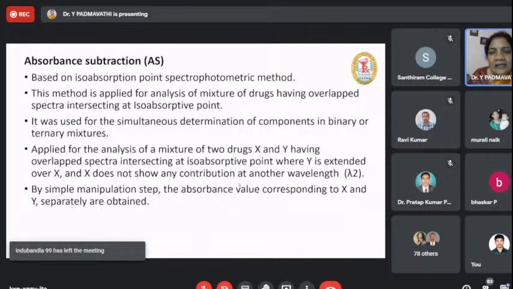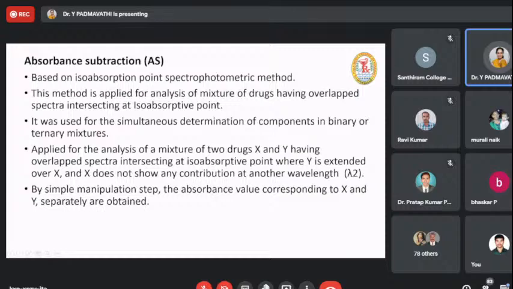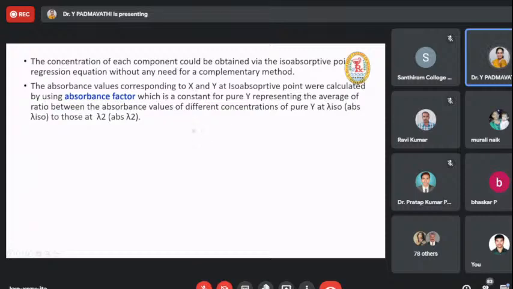So usually you'll be selecting two wavelengths in this method. One is the isoabsorptive point, the other is the lambda max of one of the components. Because X is not showing absorbance there, you can take the lambda max of the other component. By using a simple manipulation step, I just put it as it is because I don't have time to generate these mathematical equations. We can do it in Google, we have some software. You just have to calculate an absorbance factor for the Y component. Y has absorbance at the isospecific point as well as its absorption maximum, but X shows absorbance only at the isospecific point, because the spectrum of X does not extend to Y.